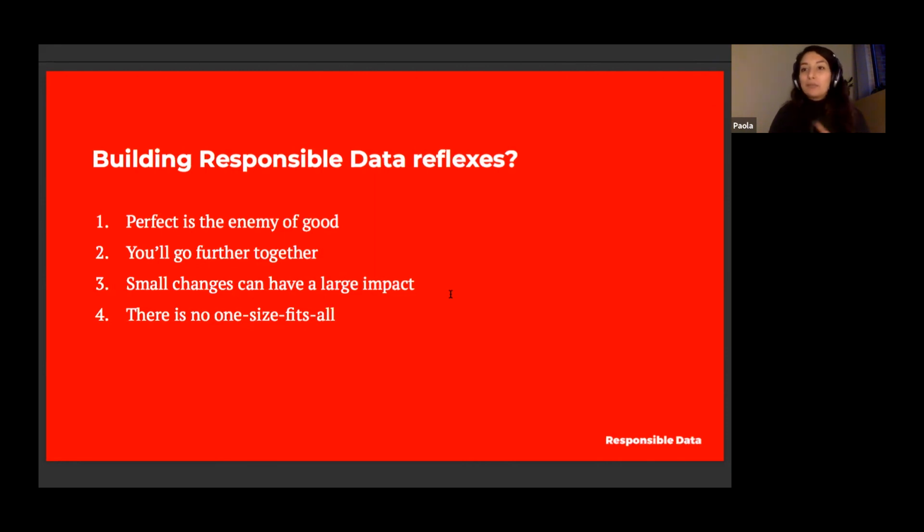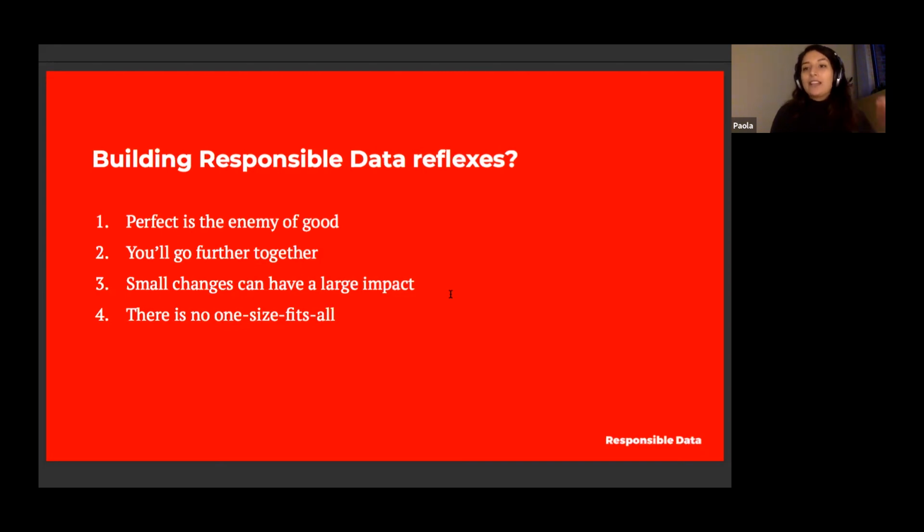Number 1, perfect is the enemy of good. No one knows everything about technology or what will happen if you do a certain thing, if you share a piece of data. A lot of the work that you do when dealing with responsible data is hypothetical. We can only do the best we can, and I think it's important to remember that and not be paralyzed by fear.